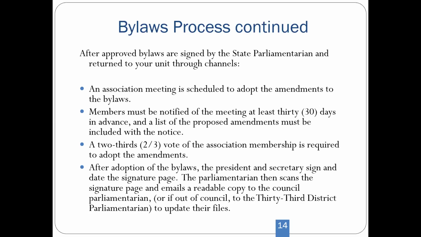After adoption of the bylaws, the president will sign and the secretary will sign and date the signature page. The parliamentarian will then scan the signature page and email a readable copy to your council parliamentarian, or if out of council, to me, the 33rd District Parliamentarian, so that we can update our files. Next page, please.